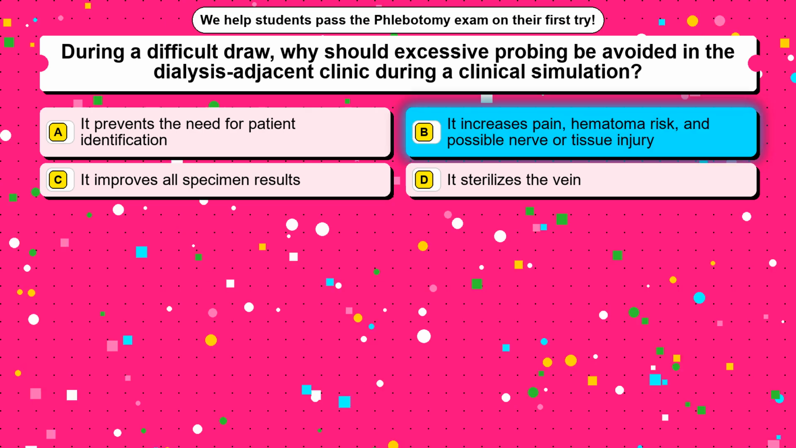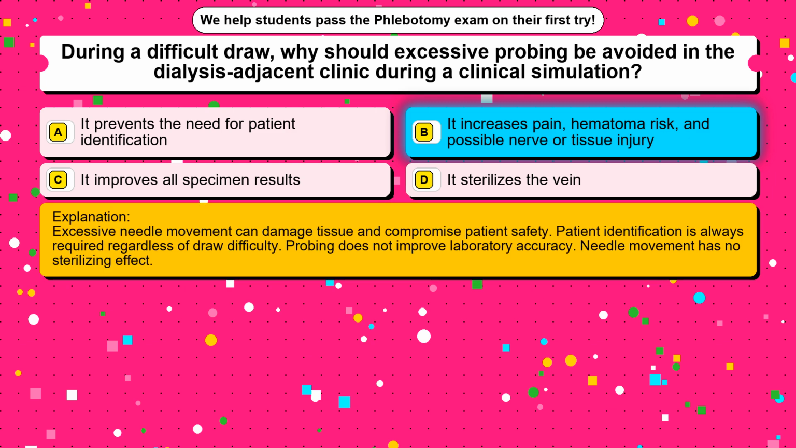The correct answer is option B. It increases pain, hematoma risk, and possible nerve or tissue injury. Excessive needle movement can damage tissue and compromise patient safety. Patient identification is always required regardless of draw difficulty. Probing does not improve laboratory accuracy. Needle movement has no sterilizing effect.